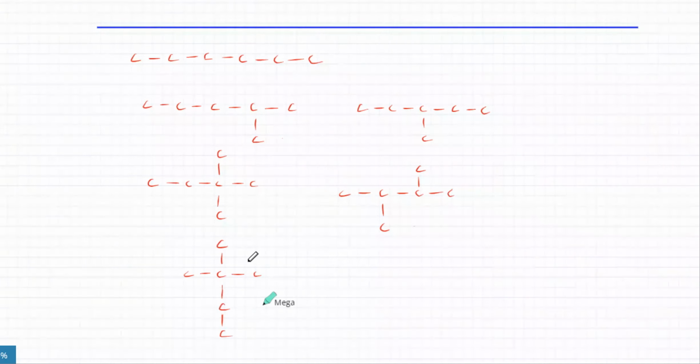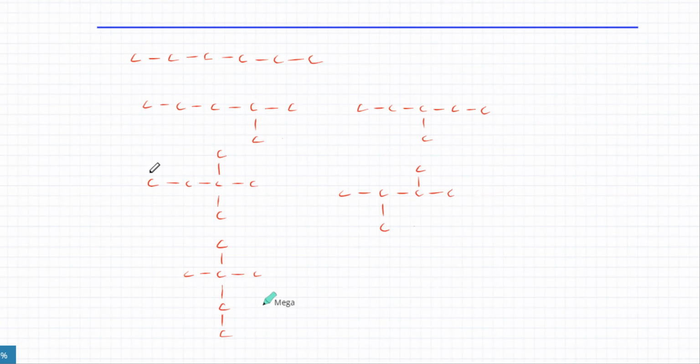This one over here. So yes. Is it a different isomer? Leave the linear chain aside, tell me: is it a different arrangement or not? No, these two are exactly the same.